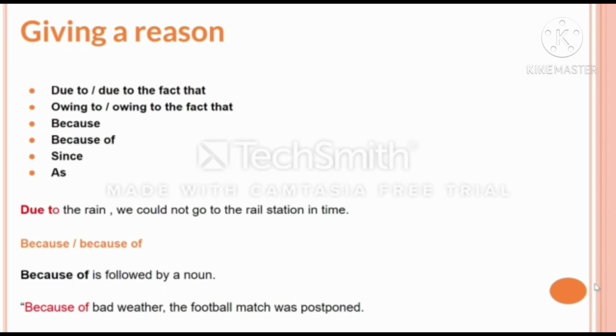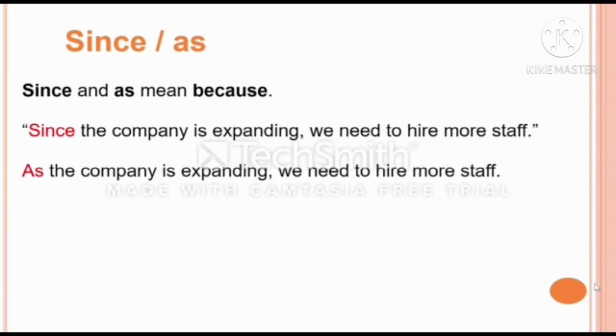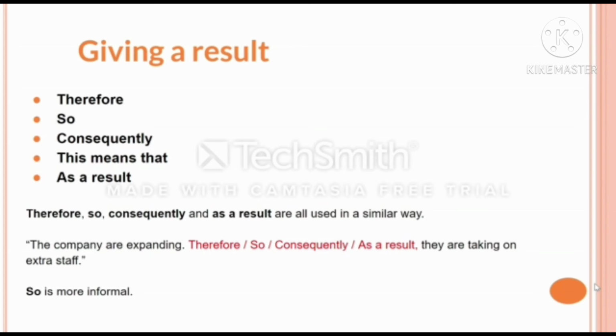For giving a reason, we can use due to, owing to, because of, because, as, seen. For example, due to the rain, we could not get to the railway station in time. Because of is followed by a noun. For example, because of bad weather, the football match was postponed. Since and as mean because. Since the company is expanding, we need to hire more staff. As the company is expanding, we need to hire more staff.